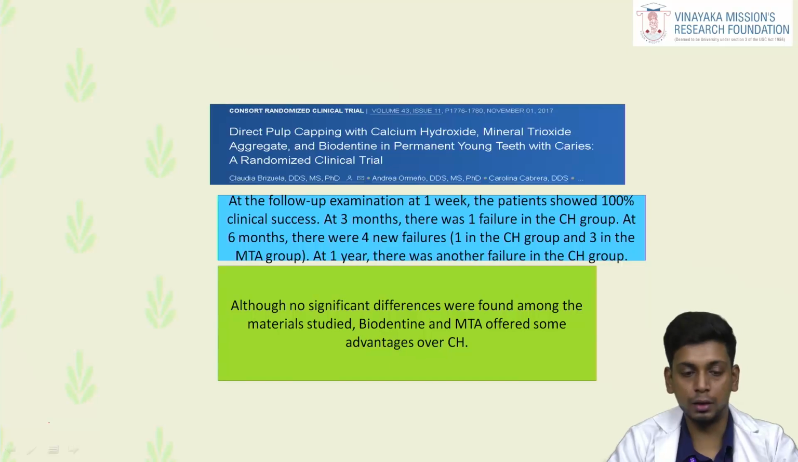So next we have an article, direct pulp capping with calcium hydroxide, mineral trioxide aggregate and Biodentine in permanent young teeth with caries. They stated that at the follow-up examination at 1 week, the patient showed up to 100% clinical success. At 3 months, there was 1 failure in the calcium hydroxide group. At 6 months, there were 4 failures. Although no significant difference was found among the materials studied, Biodentine and MTA showed advantages over calcium hydroxide.